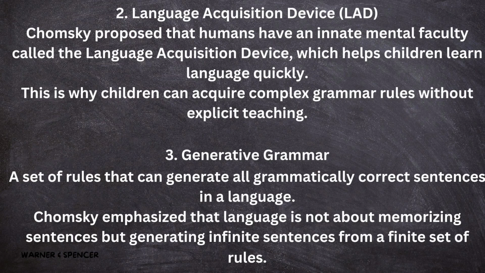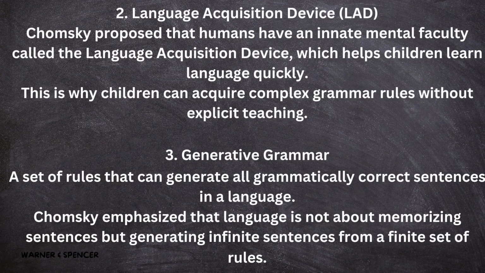Chomsky proposed that humans have an innate mental faculty called the language acquisition device, which helps children learn language quickly. This is why children can acquire complex grammar rules without explicit teaching. You can see that without learning about the use of grammar, children can say normal grammatical sentences without even knowing about it, because there is a language acquisition device present in our mind.